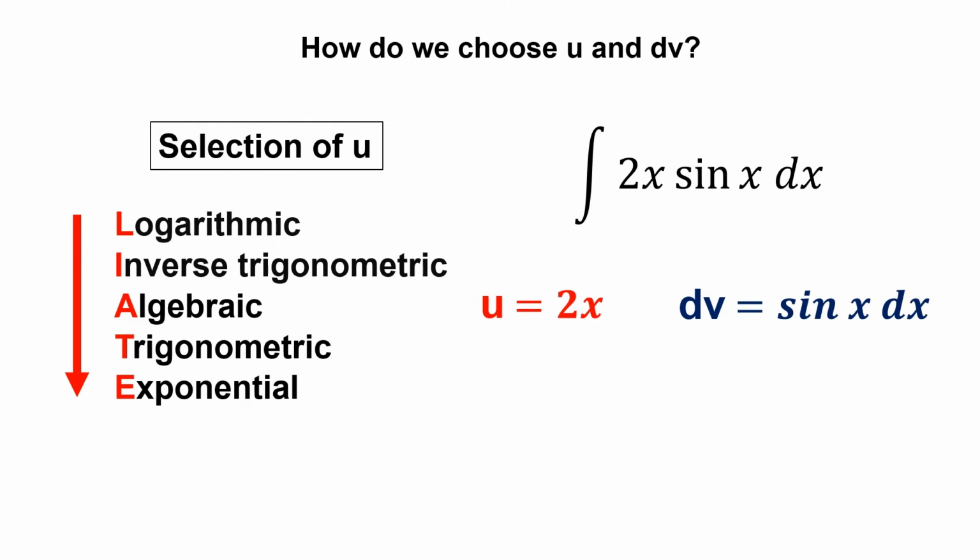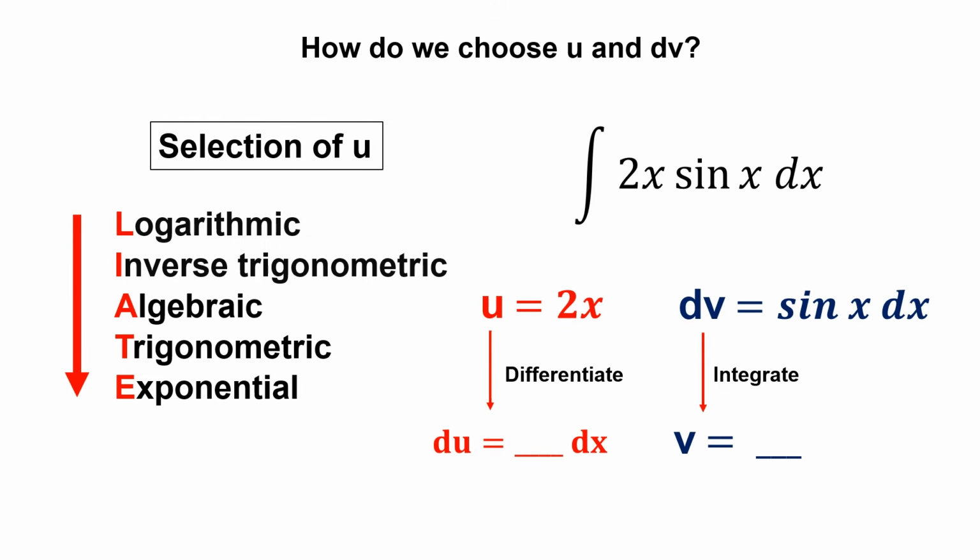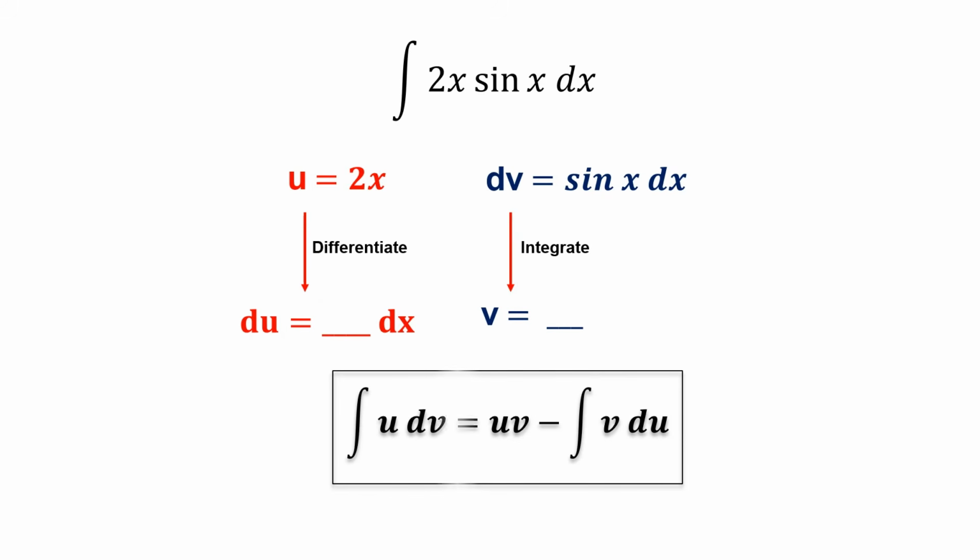Then, we differentiate the u so that we will be getting du in terms of dx. And for dv, we integrate it, and we will be getting v. This step is crucial so that we can plug the terms into the formula of integration by parts. Now, let us solve for this example.